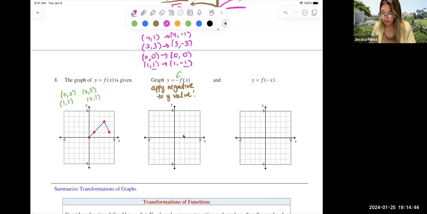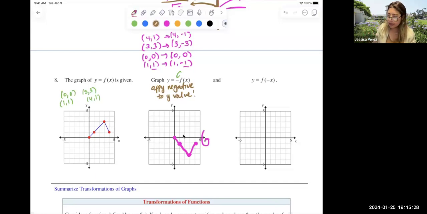So let's start graphing that. So 0, 0, 1, negative 1, like so. We have 3, 3, so it's going to be 3, but now negative 3. And then 4 and negative 1. So now this is how it looks. This is actually a reflection across the x-axis. See how it's now on the lower part?